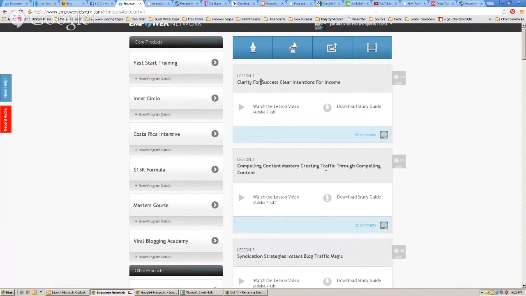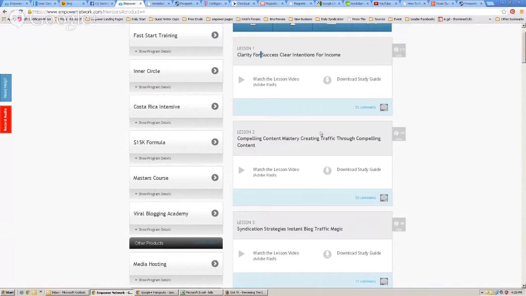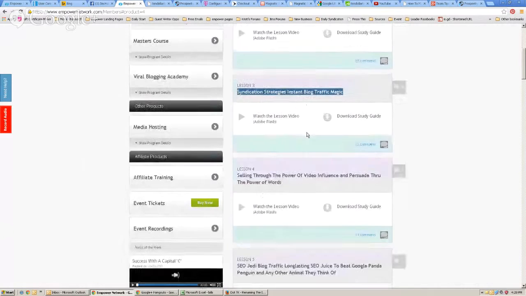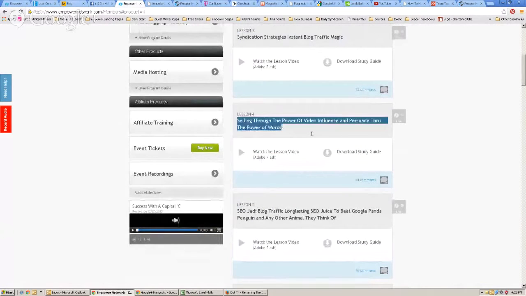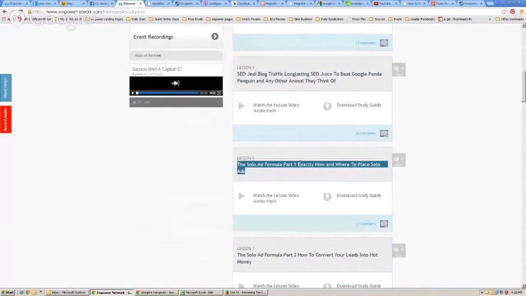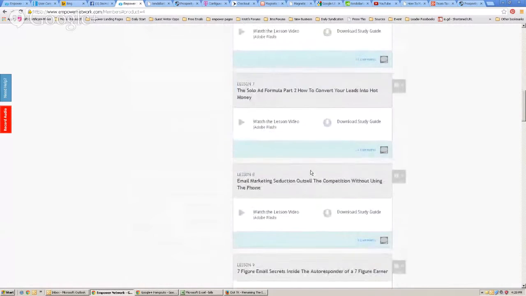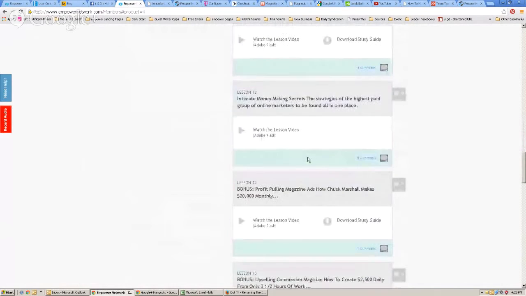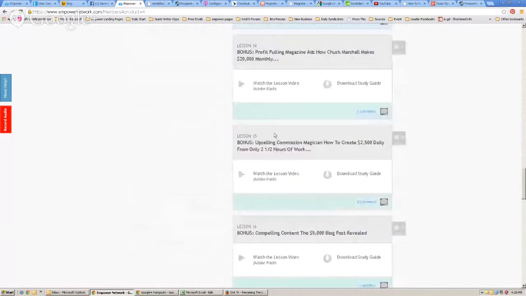Compelling content mastery, creating traffic through compelling content. Compelling content is the way to really talk to somebody and let them know why to buy things. Syndication strategy. Syndication helps you get your blog ranked higher in the search engines. Selling through the power of video. SEO Jedi. Again, we're back to SEO stuff. Ranking higher. The solo ad formula. So this is how to get more traffic. So you got everything in here. I mean, everything is in here that you need to build a business, whether it's Empower Network or whatever other business you're working on. All of this will help.